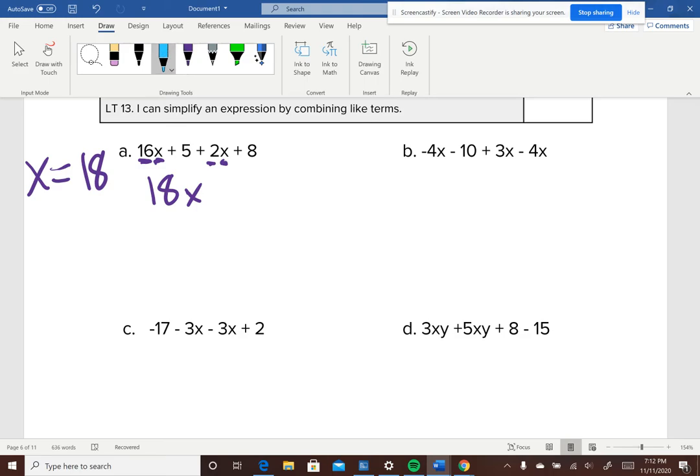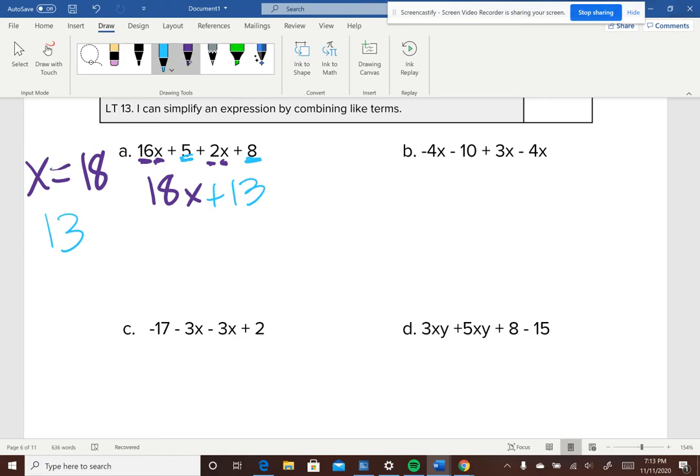And then how many players are just not wearing uniforms at all? They are running around shirtless. Well, that's going to be my constants, my 5 plus my 8. That's just the regular dudes, and that's going to be 13. So plus 13. And can I simplify this anymore? No, I can't, because I can't mix my shirtless guys with my team wearing x's on their back.